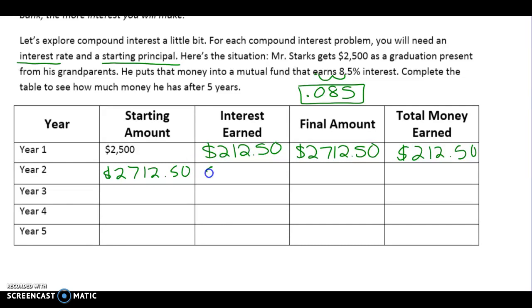So how much interest did I make in year 2? $230.56. Awesome, $230.56. So what's my final amount for year 2? You add that interest to it. Add those two together, and we get $2,943.06.